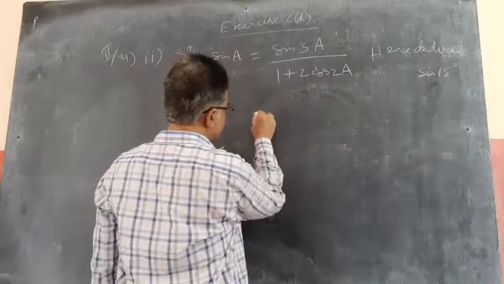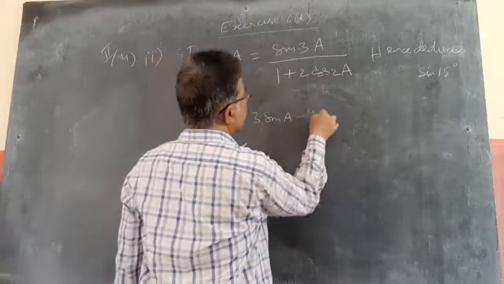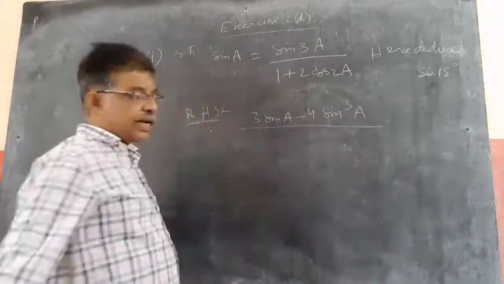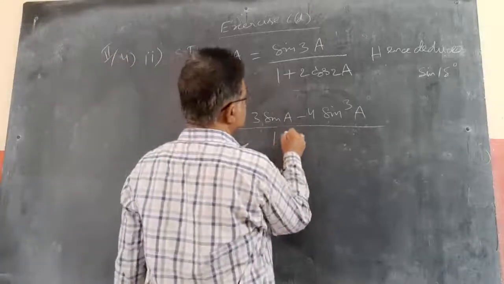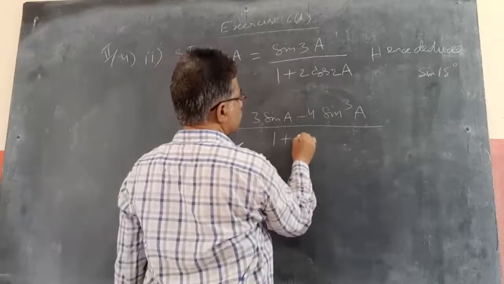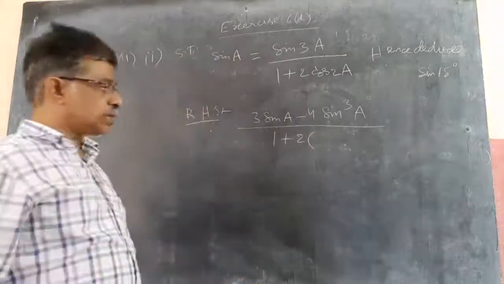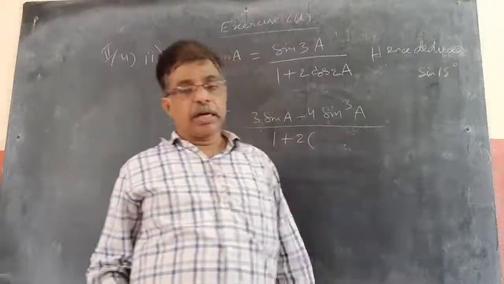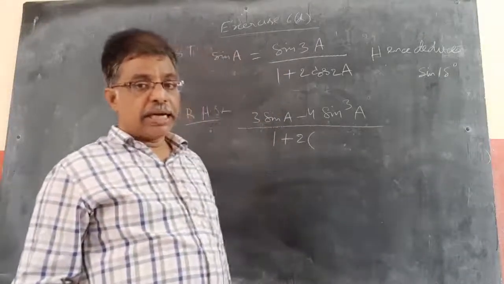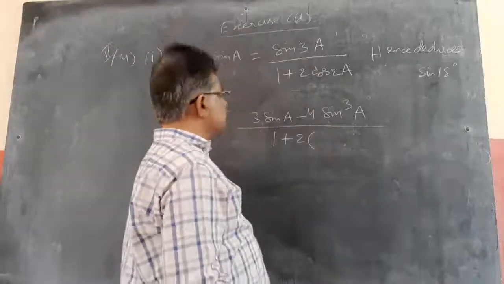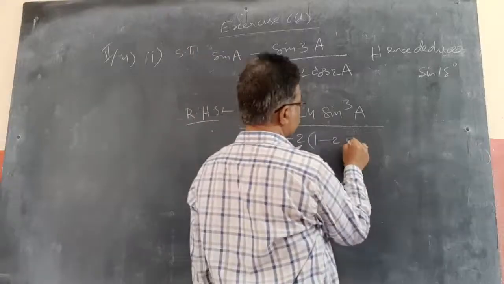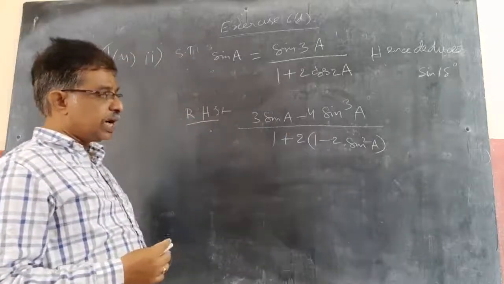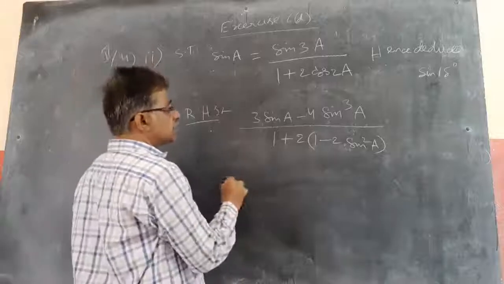Sin 3A, how can I write? Sin 3A formula is 3sinA − 4sin³A, divided by 1 plus 2cos 2A. Now 2cos 2A, I can write cos 2A as 2cos²A − 1 or 1 − 2sin²A. So I am writing 1 − 2sin²A.